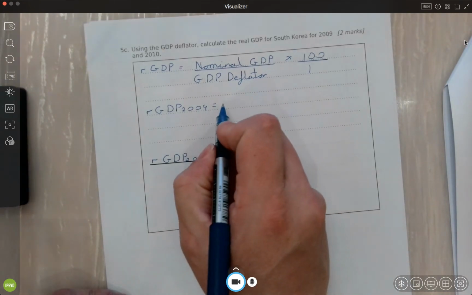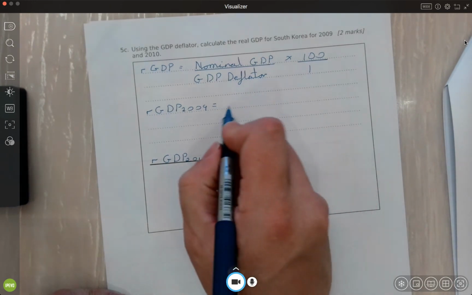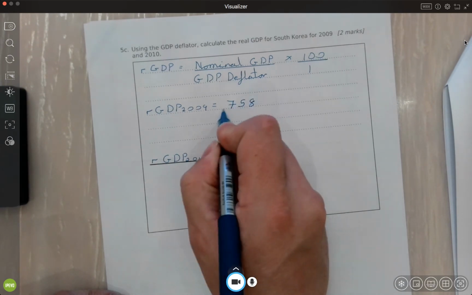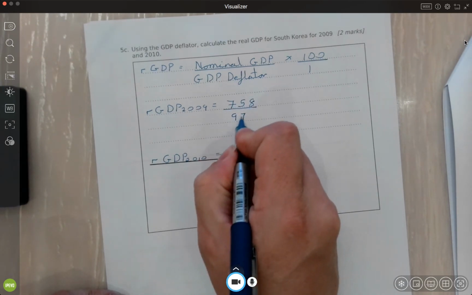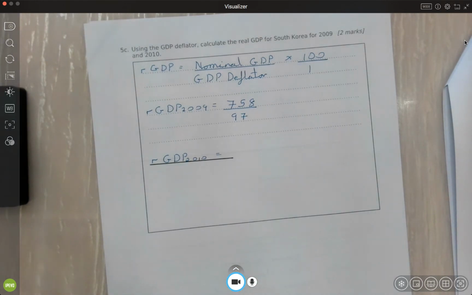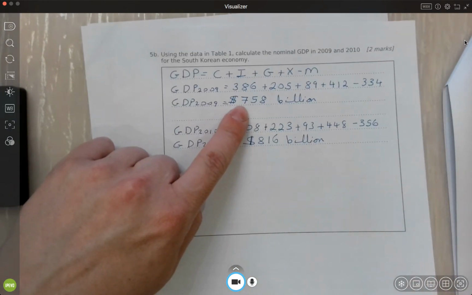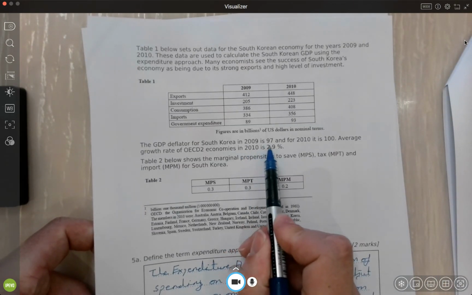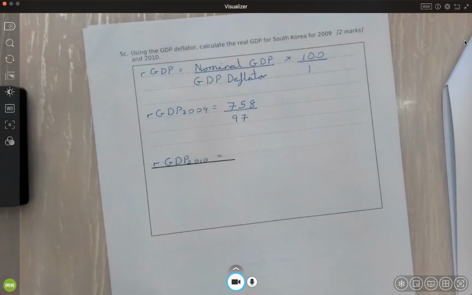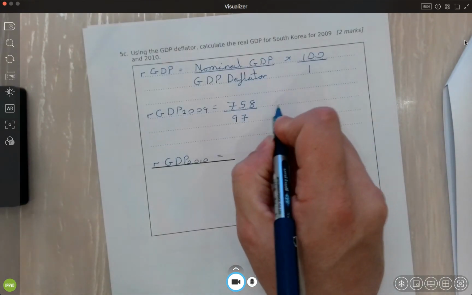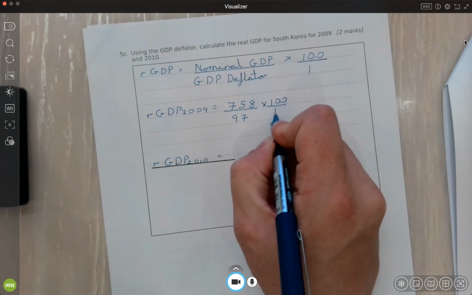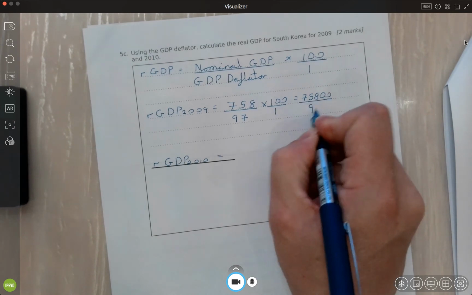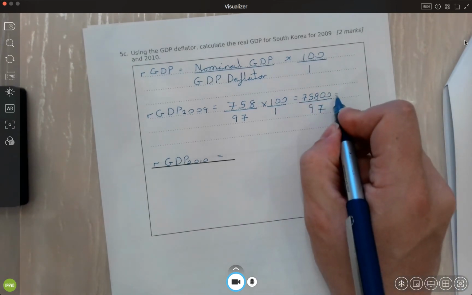So for 2009, where are we? 2009 was 758, and that is divided by 97. Where did I get that? That was the GDP deflator. 758 is the nominal GDP in billions, and the GDP deflator in 2009 is 97. Just so you can see where the numbers are coming from, multiplied by 100 over 1, which equals 75800 divided by 97. And if you'll forgive me, I'm just going to round off, and I'm going to have to write small here.